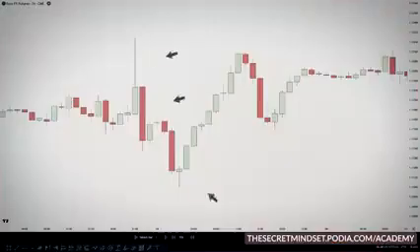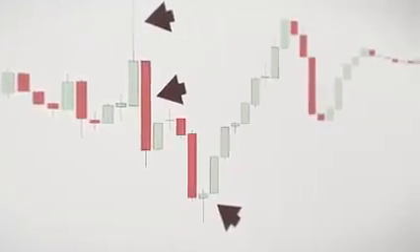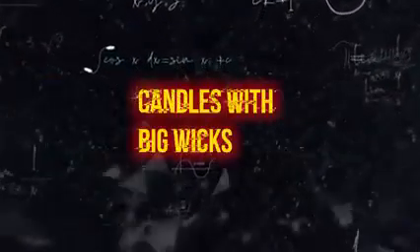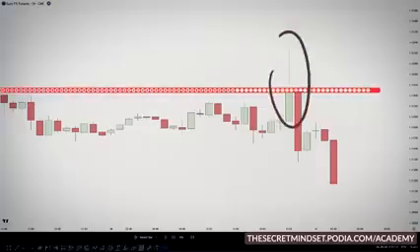And it's not just a single candle, but a whole sequence of price moves designed to trick traders. So let's talk about it. These are the most common manipulation candles. Candles with big wicks are some of the most deceptive and manipulative tools used in the market.